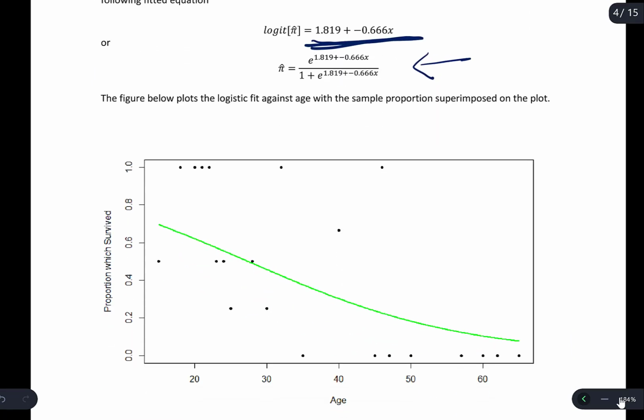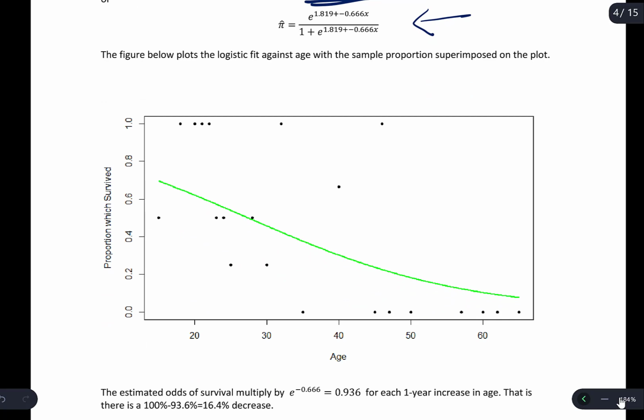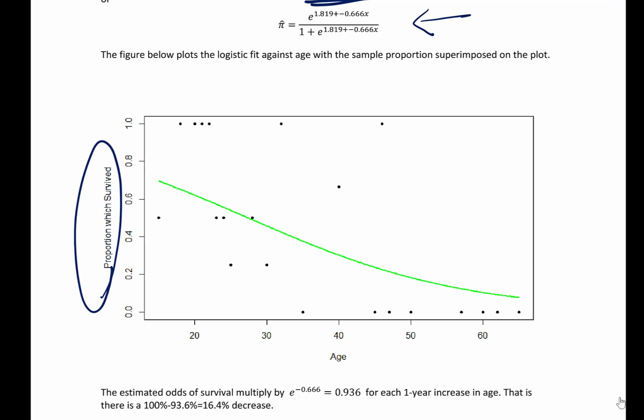The figure below lets us see what's happening. We're going to plot the logistic fit against age with the sample proportion superimposed on the plot. What we have here is our logistic regression fit, and here we actually have the proportions who survived, and each of the dots represents those observed proportions.